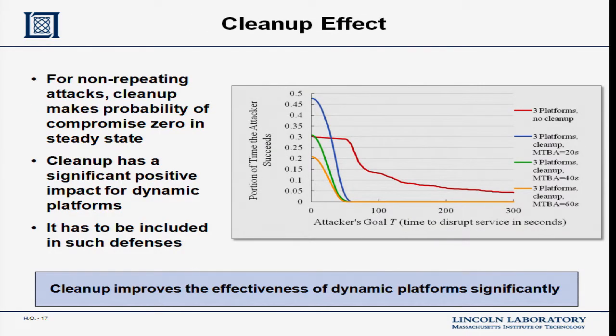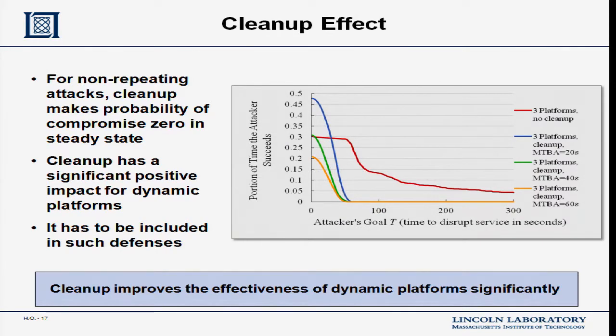And lastly, we have looked at the cleanup effect. We have plotted it for 3 platforms without cleanup and with cleanup. Of course, cleanup is trivial if the attack doesn't repeat, because if it is a one-shot attack, the attacker compromises that platform, we are cleaning every other platform, so as soon as we migrate away, we are on a clean platform, and it will never be compromised again. But if the attack repeats, then this probability is non-trivial.